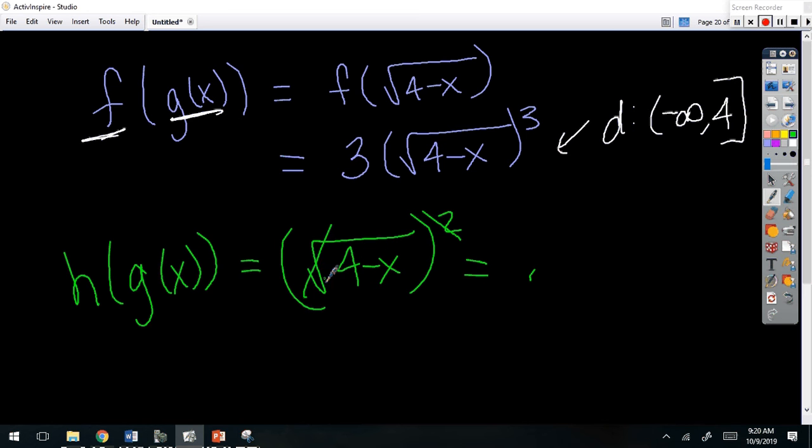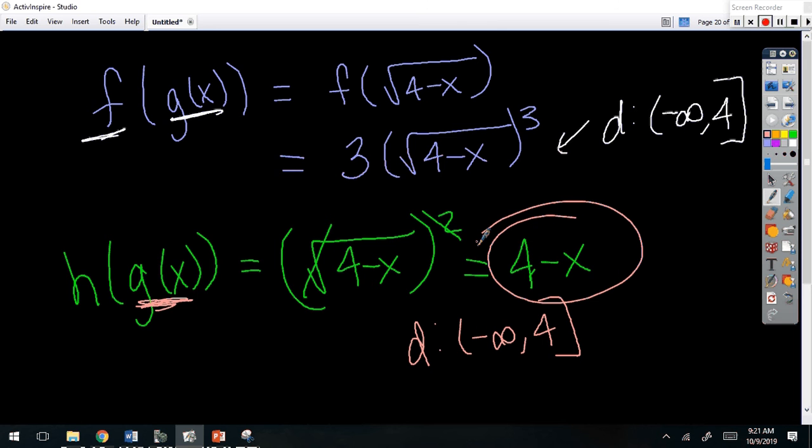Now, even though that's 4 minus x, which is a linear function, my domain is restricted. My domain is restricted because my domain was restricted in g. Right? So what is the domain? See what I'm saying? You can't just look at this one and go, oh, that's a line, it's negative infinity to infinity, because you have to look at how the functions were defined to start with. Okay? All right.